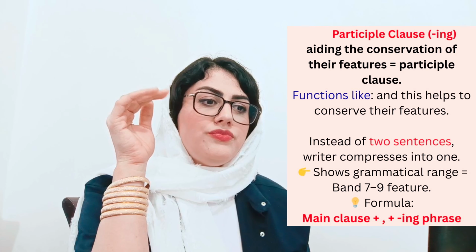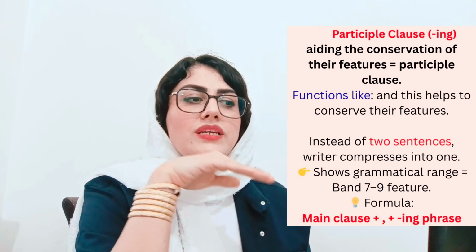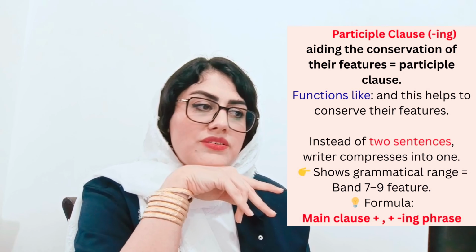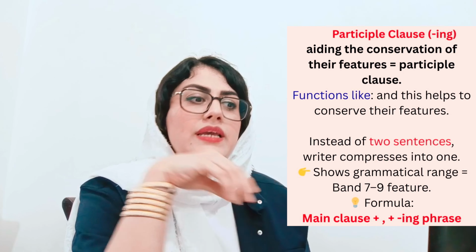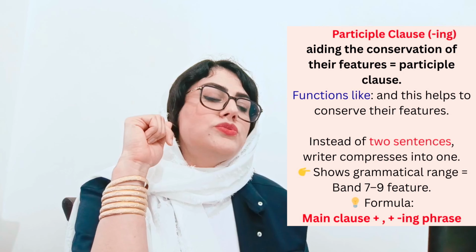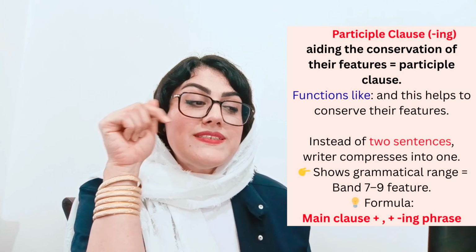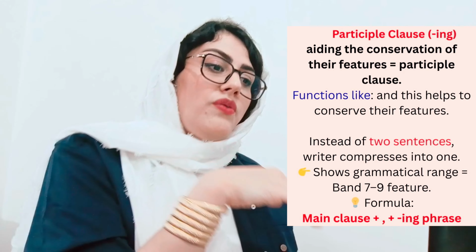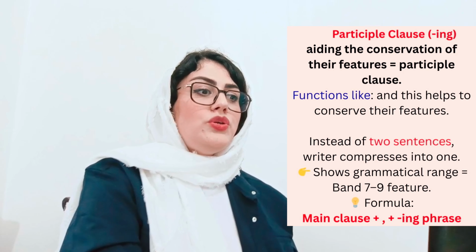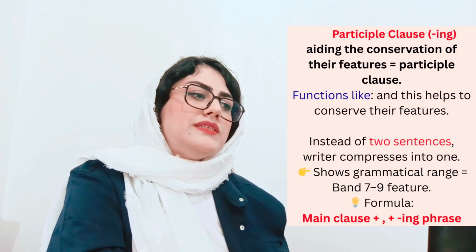Grammatically, this sentence is elegant. It starts with a subject, verb, object. Very clear. Then the ing phrase, aiding the conservation, acts like an advanced connector. It replaces and this helps to. That's why this sentence reads smoothly and academically. If you use an ing clause like this in IELTS, examiners immediately see your grammar range.